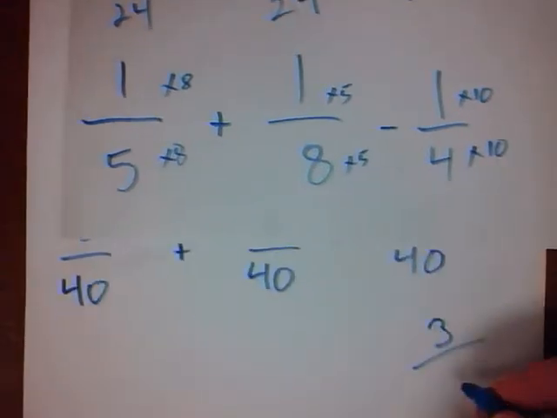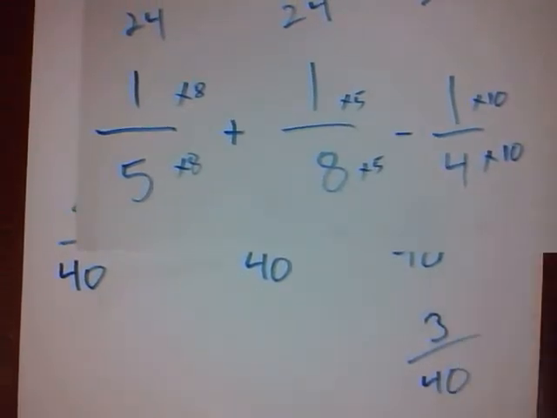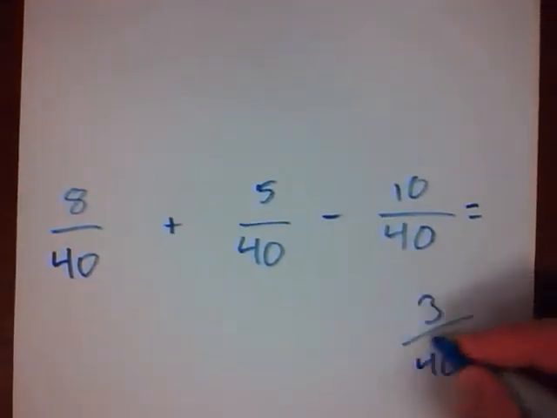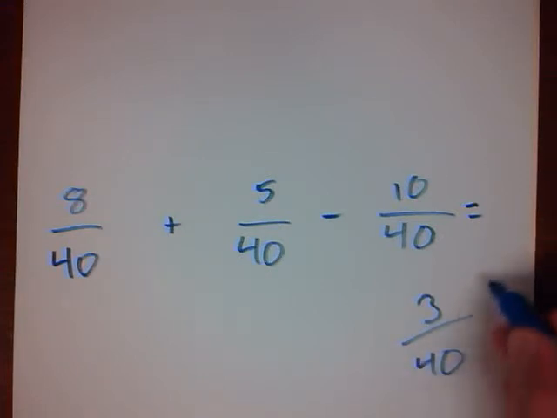3 out of 40. Again, check, is this in lowest terms? This is a prime number, so unless this is divisible by 3, using my divisibility rules, I can see that it's not. Therefore, this is already in lowest terms. And that is how to add and subtract basic fractions.